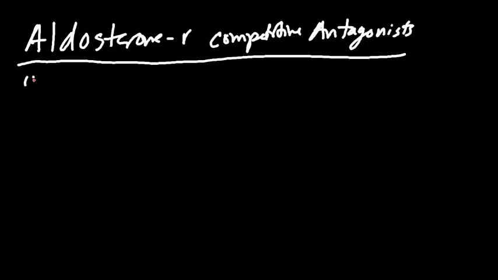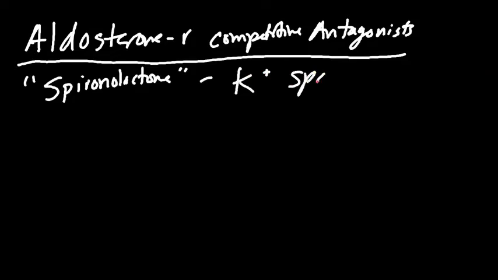Okay, so an aldosterone receptor competitive antagonist diuretic. What is our prototype? We're talking about spironolactone. And the buzzword that I really want you to get out of this is potassium sparing. If I say potassium sparing, I want you to think spironolactone. So K sparing. That is the one thing I want you to take away from this. Everything else is just extra.